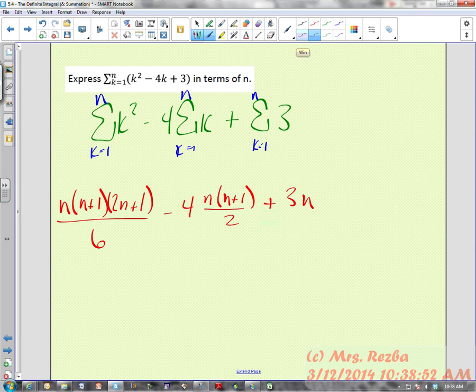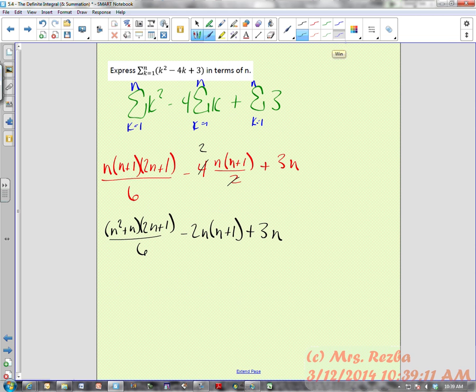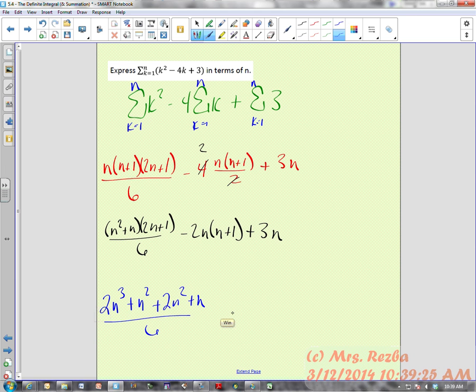So now we need to expand this. So here we have n squared plus n times 2n plus 1 divided by 6. Minus 2 goes away, that becomes a 2 minus 2n times n plus 1, plus 3n. Any questions so far? Make sure to make a note of it so you can ask tomorrow. Expand that product of binomials. We're going to get 2n cubed plus n squared plus 2n squared plus n, all divided by 6, minus 4n squared minus 2n plus 3n.